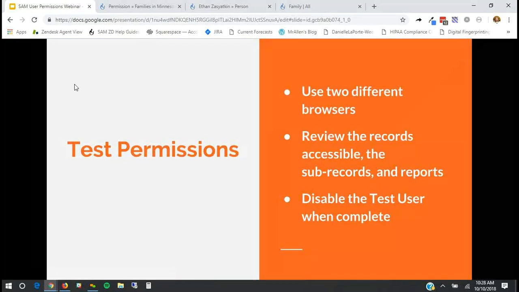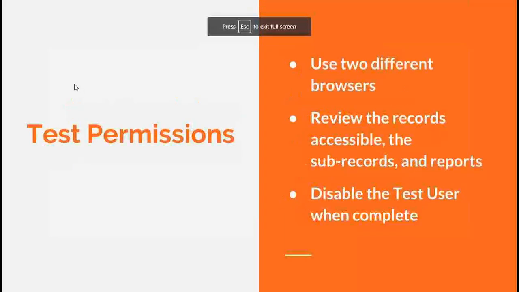And so we talked about permissions, testing them. So again, use 2 different browsers. Review the records that they have accessible. So like go to the reports, kind of check in on the sidebar links and make sure it's really looking for that which you've limited their access to. That's probably going to be the most important thing, to go in and double check that they have access.